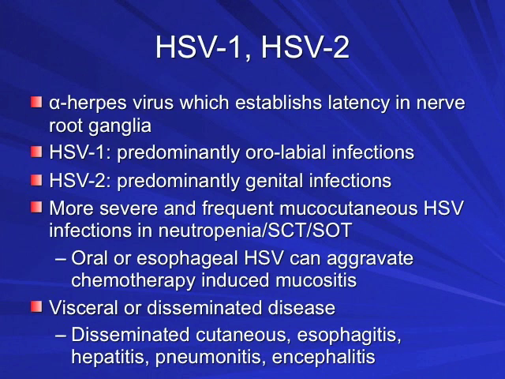We see more severe and frequent mucocutaneous HSV infections in patients with neutropenia, in solid organ transplant patients, in stem cell transplant patients as well. And it's important to note that oral or esophageal HSV can aggravate chemotherapy-induced mucositis. I have seen patients who actually needed to be electively intubated to preserve their airway because of the combination of chemo and HSV mucositis. Rare, thank God. Visceral or disseminated disease can occur from HSV, and you can see disseminated cutaneous disease, patients with esophagitis, hepatitis, pneumonitis, or encephalitis.